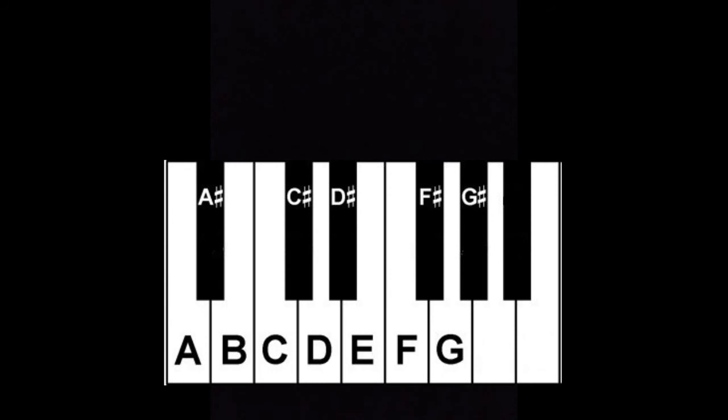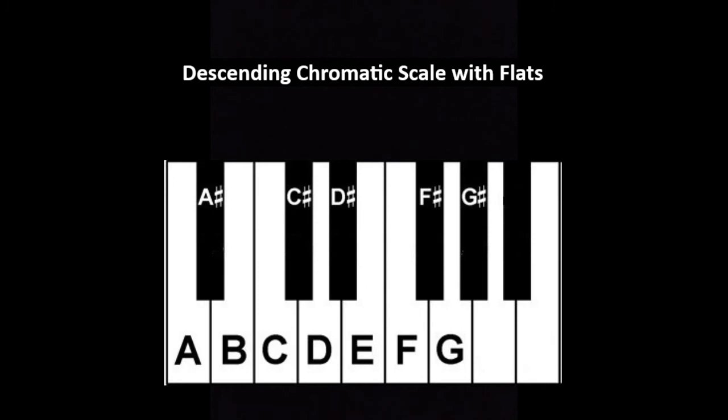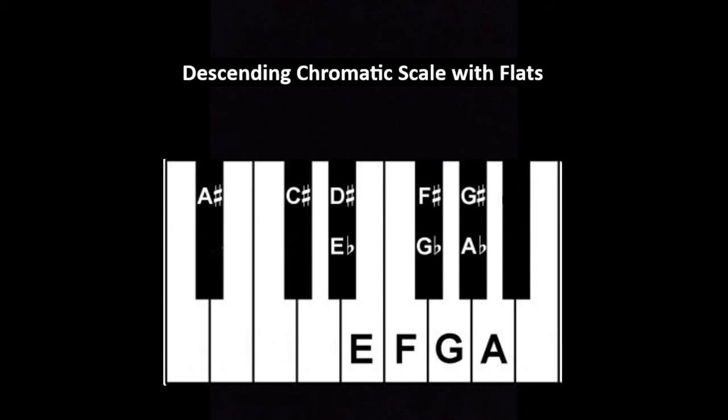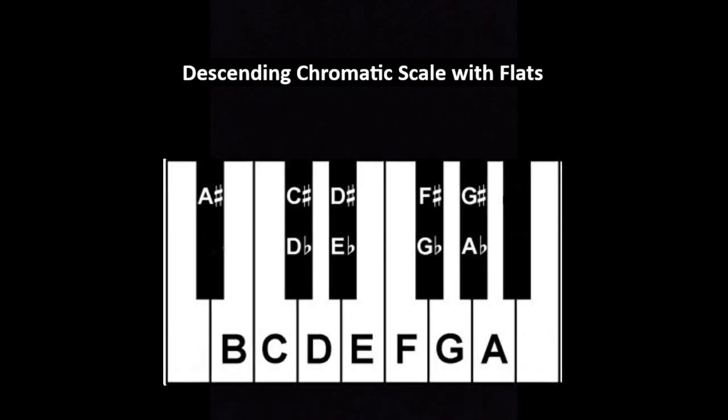Having played an ascending chromatic scale with sharps, now we'll play a descending scale with flats, beginning with the note A. A flat, G, G flat, F, E, E flat, D, D flat, C, B, and B flat.